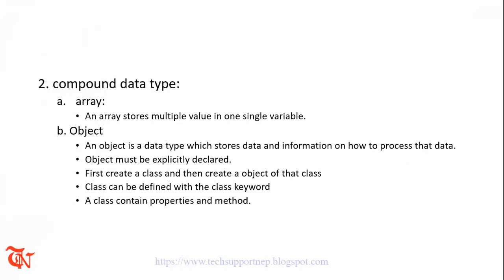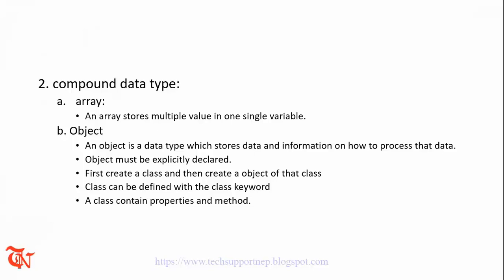The next one is the compound data type. Inside this compound data type, there are two data types, array and object. The first one is array. An array stores multiple values in one single variable. And the next one is object.